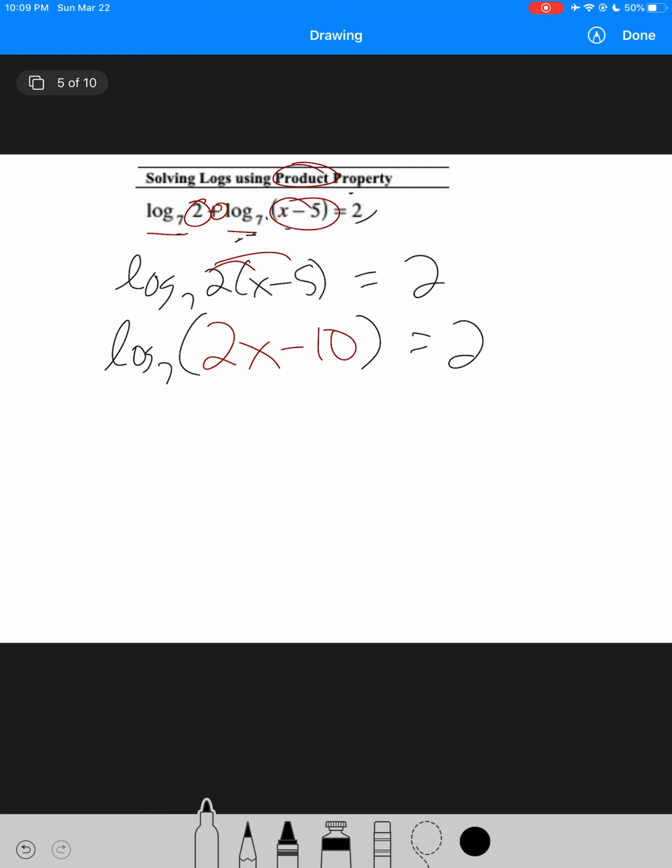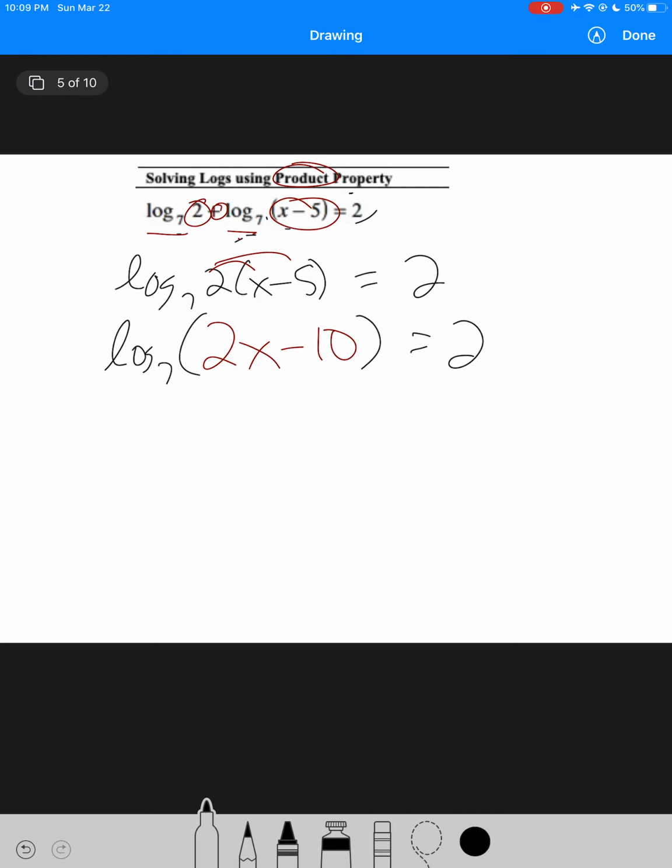Now, we got rid of both of the logs. Now we just have one log, and now we can solve this. And from here, we need to think, would we use the property of equality, like we learned last class, last video? Or would we rewrite this in exponential? Now, I want you to take a minute to think about what you think the next step would be. You can pause it if you want.